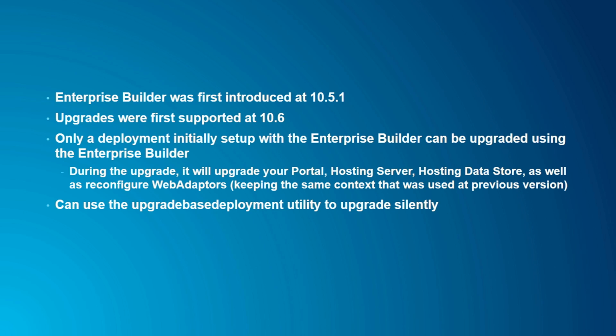It's a common question we get. It's still one of our unfortunate stories that we're trying to work on. During the upgrade, Enterprise Builder will upgrade your portal, it'll upgrade your hosting server, it will upgrade the data store, it will go through and it will reconfigure the web adapters. It notes the context of your web adapters, it keeps all of that stuff in check. It also has an upgrade-based deployment utility. This is one of the tools that we package. So if you'd rather do things by command line and silently, this option is there on both Windows and Linux.